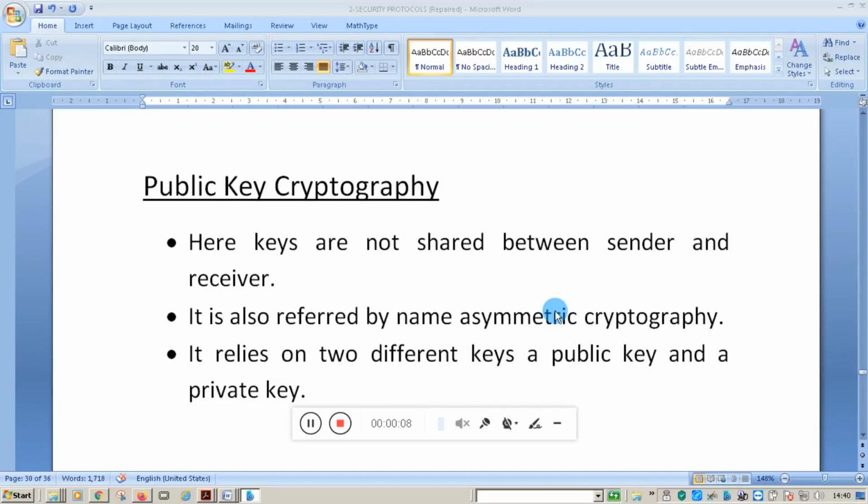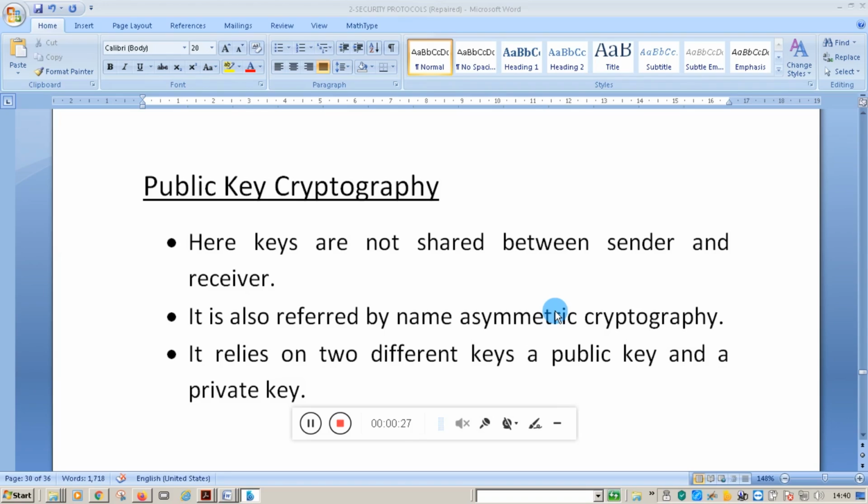In my previous session, we discussed private key or symmetric key cryptography. In symmetric key cryptography, we discussed various algorithms like DES and the Advanced Encryption Standard algorithm. In this session, you will see what is public key cryptography.